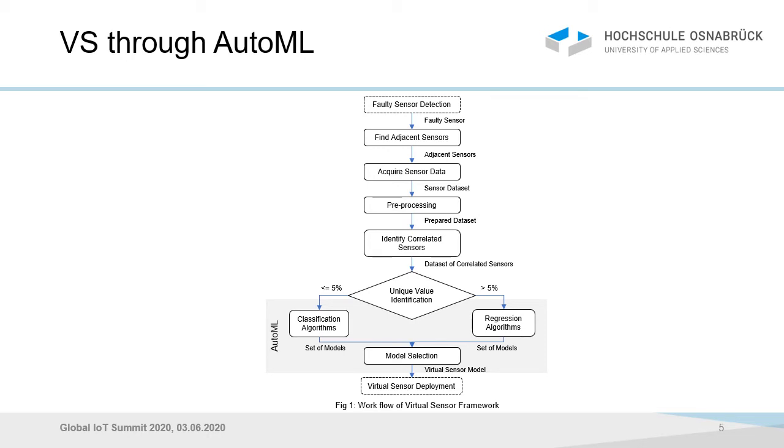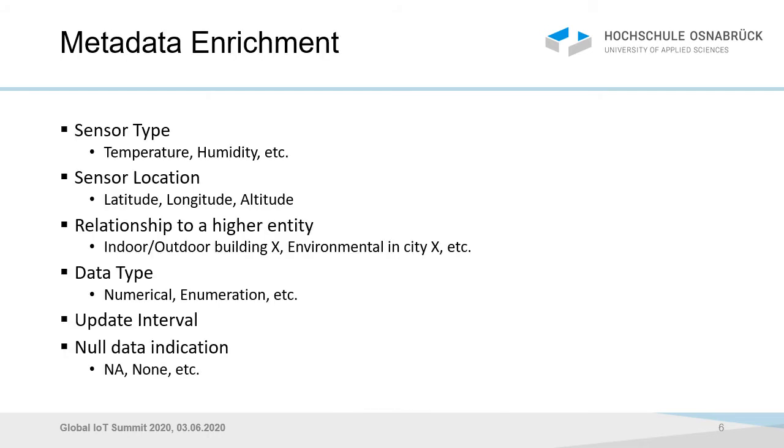The information about how a virtual sensor is created, which algorithm performed best, and what the attributes of the faulty sensor were will all be stored as the metadata of that virtual sensor, which will enable a faster deployment of a virtual sensor if a sensor with similar attributes becomes faulty in the same environment. Metadata enrichment is one of the important requirements for this framework to perform better.